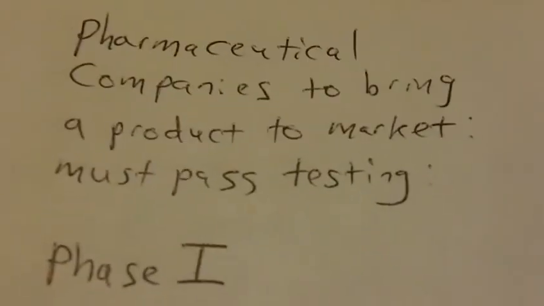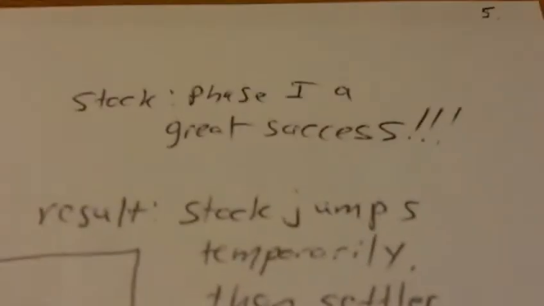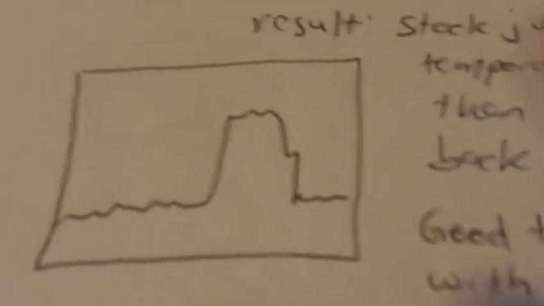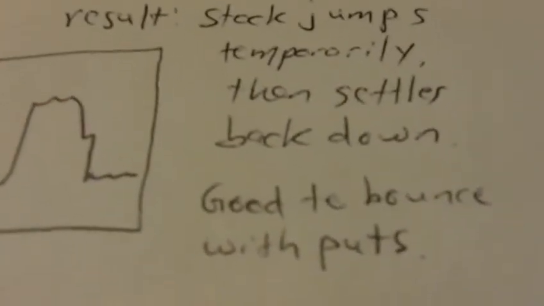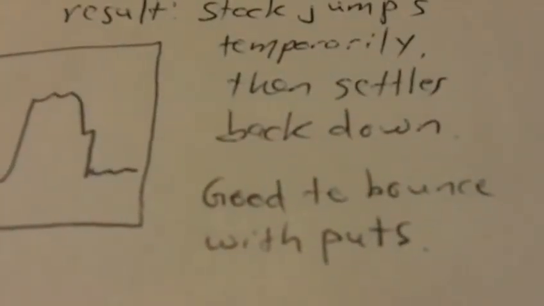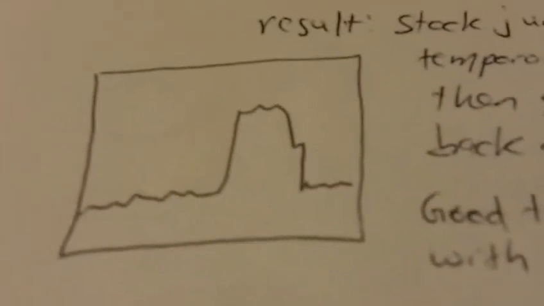So whenever they have an announcement saying phase 1, phase 2, a great success, and the stock jumps, it's an emotional overreaction. Chances are they're not going to get through the rest of the approval process, and investors know that and come to their senses like 1 or 2 days later.